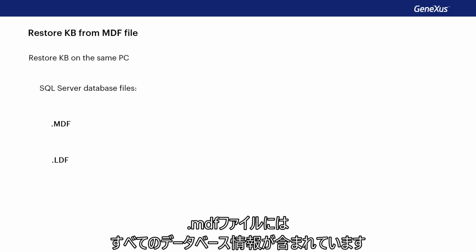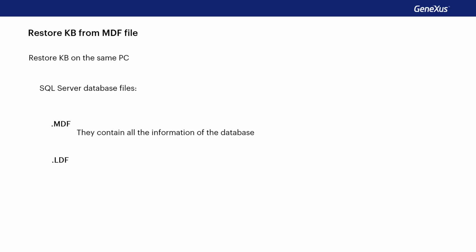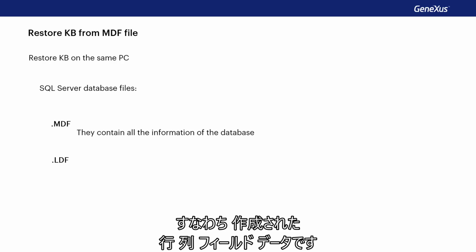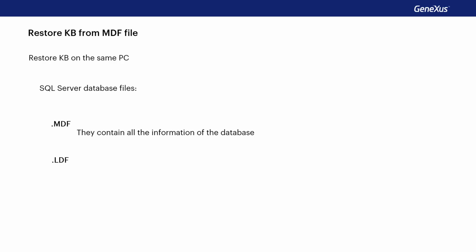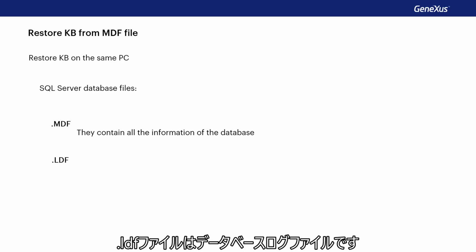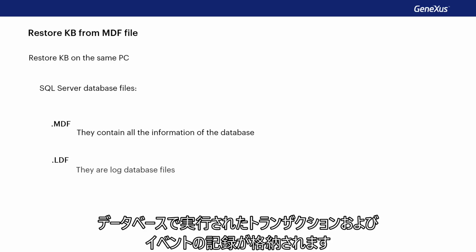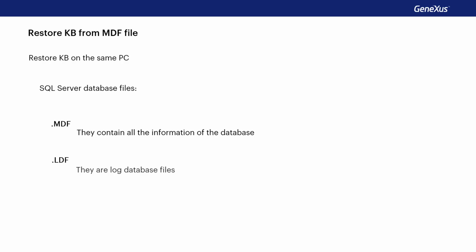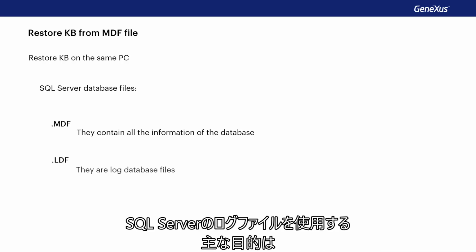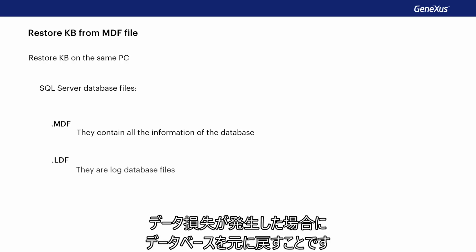MDF files contain all the database information, the created rows, columns, fields, and data. LDF files are database log files. They store the records of transactions or events that are executed in the database. The main purpose of using a log file in SQL Server is to revert the database in case of data loss.